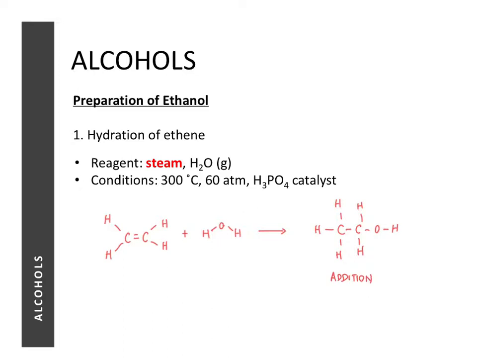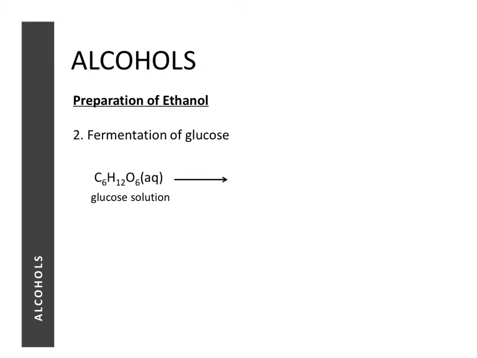Now the next method for preparing alcohol is new. It's very important because it's very often tested also. Okay, it's the fermentation of glucose. Okay, glucose has this formula. So the very first thing that you must learn for this method is how to write the chemical equation. So when you perform a fermentation, you actually get ethanol, and you will get carbon dioxide gas. Okay, so first thing, you must learn how to write the equation.